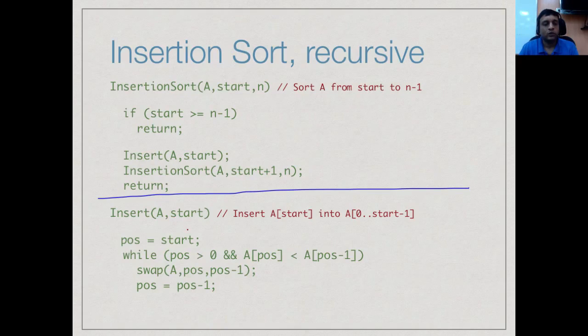So what does insert do? Well, it starts at the position start and tries to insert it into the segment 0 to start minus 1. So it walks backwards exactly as we had done it in the iterative version. It finds the first position such that the value on the left is at least as small as the value we are currently looking for and stops there. So this insert is basically what was in the body of the iterative loop, but instead of doing an outer loop, we do it recursively.